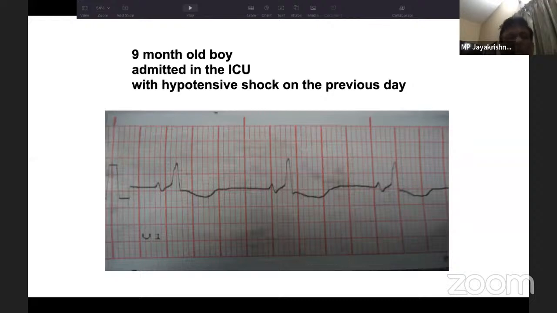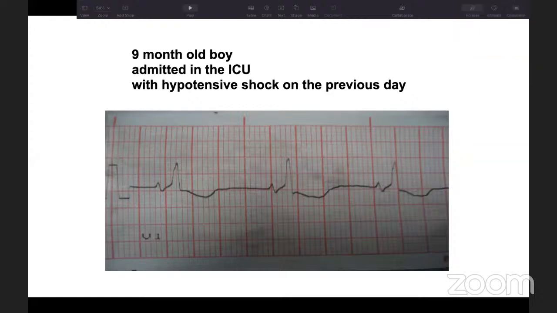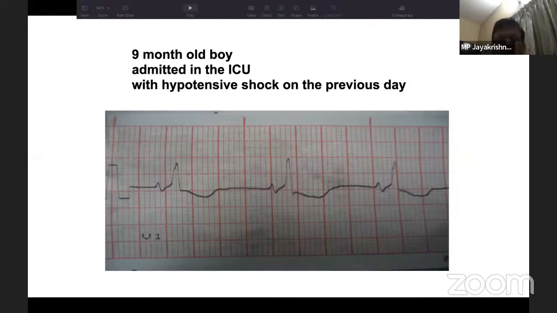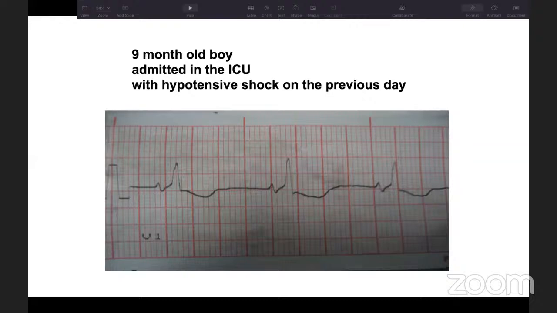Okay, this is a different child, a 9-month-old boy. This actually happened some 10 years back in our ICU. The child was admitted with hypotensive shock the previous day. Next day we went for rounds. This was the ECG there. Can you see any abnormality there? WPW, somebody answers. Very good. That's Dr. Kirtana. Dr. Kirtana has answered WPW syndrome. Ravi Shekhar. Okay, very good.